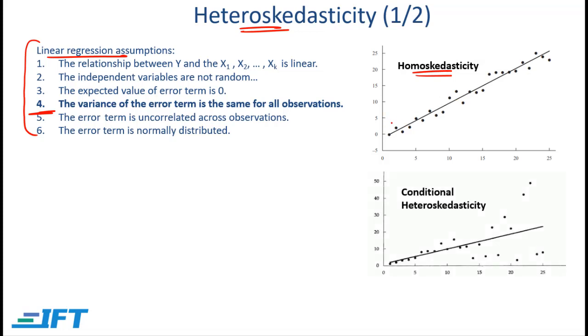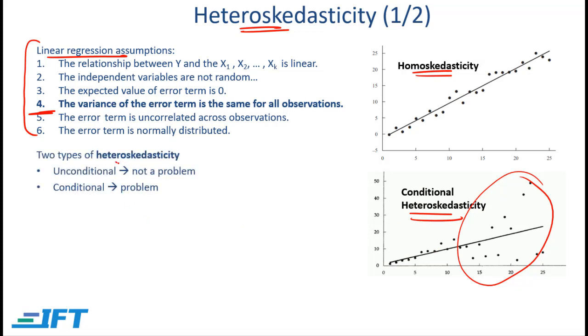But what if this assumption is violated? An example is shown over here. Notice that the variance of the error term is relatively low over here, but in this region, the variance of the error term has increased. So clearly, assumption 4 is violated, and this situation where the variance of the error term is not the same is called heteroskedasticity. With heteroskedasticity, we have 2 major types or categories. One is unconditional and the other is conditional.